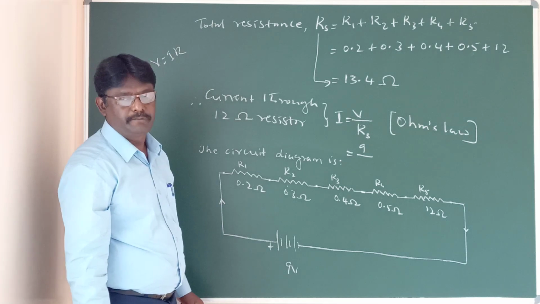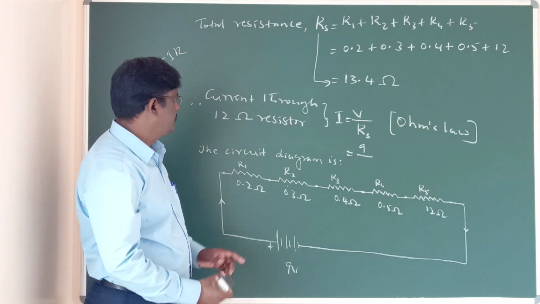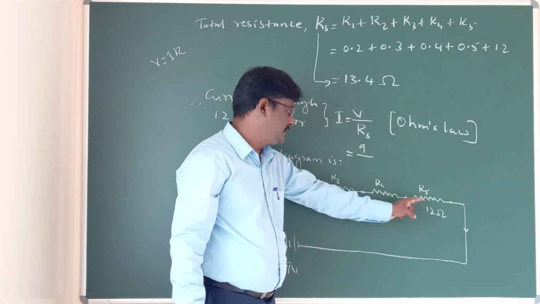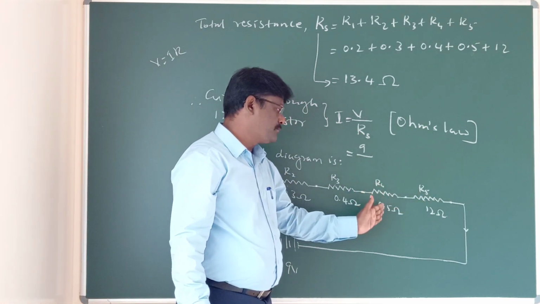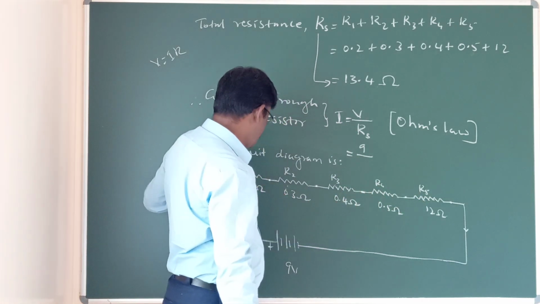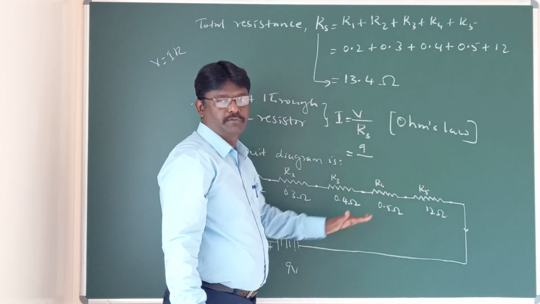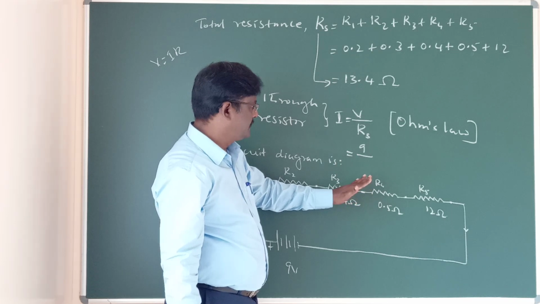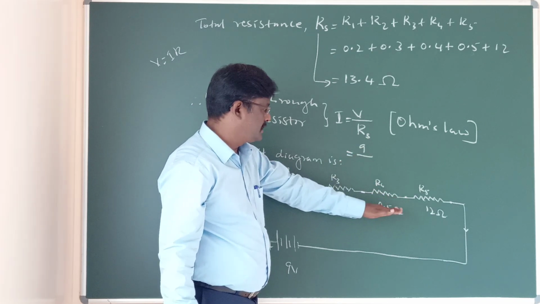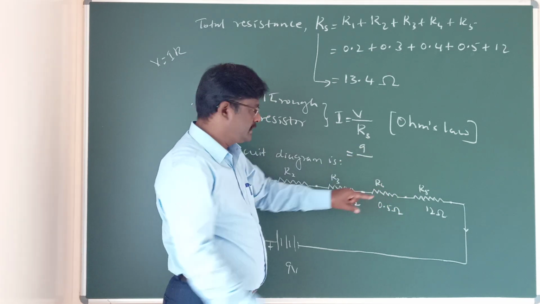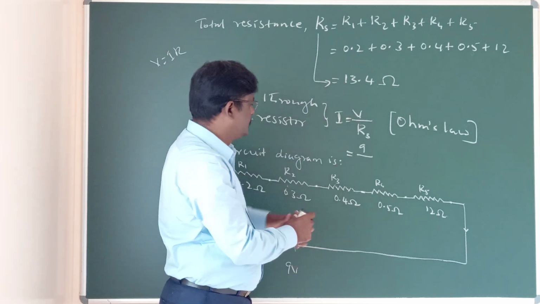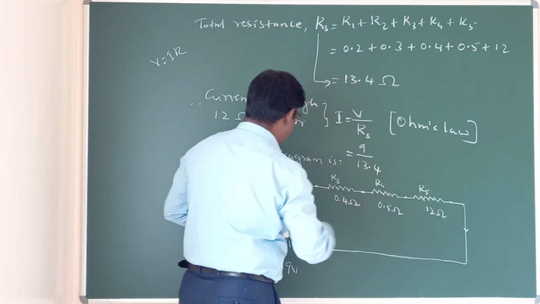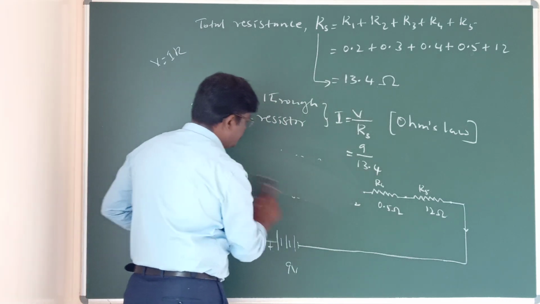Don't get any confusion. It is not 12. Through 12, how much current? The same current as that of 0.5, etc. In all the resistors, the same current flows because the resistors are connected in series. Hence, whether it is 12 or 0.5, we have to take the equivalent resistance, that is 13.4.